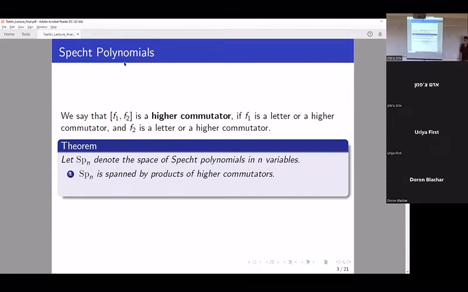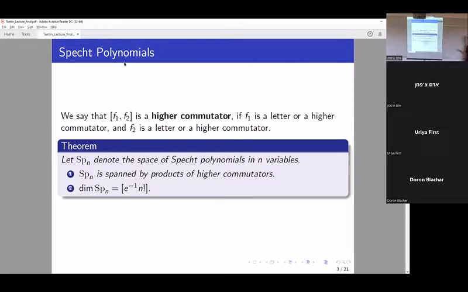So it's over Z? Over any field. Over Z2? Also over Z. Okay, so it spans the products of higher commutators. When you look at the subspace and calculate its dimension, the dimension of the whole space of multilinear polynomials will be n factorial, because we just need to choose the order; we have n factorial monomials. It turns out that the dimension of this subspace of Specht polynomials is n factorial over e.